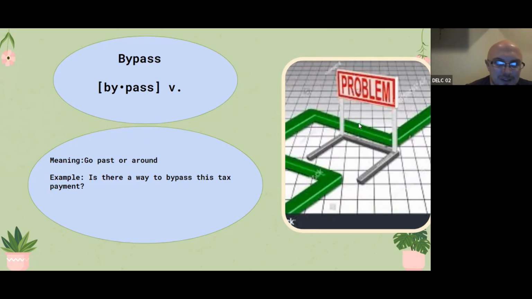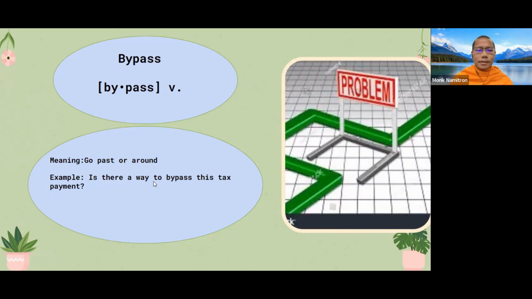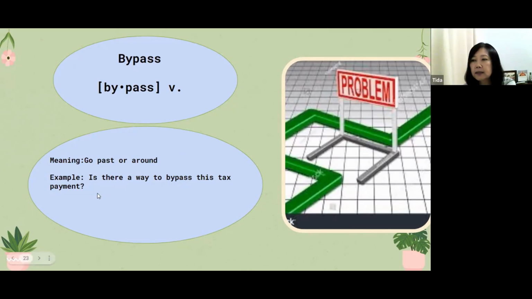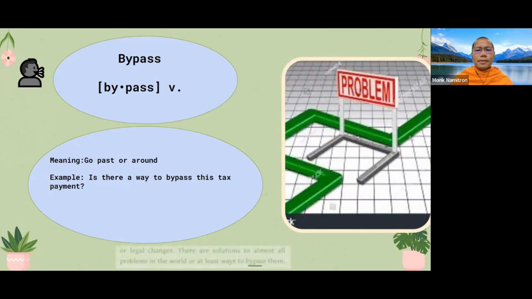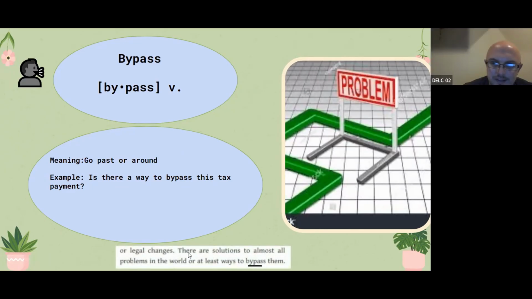Okay, everyone, can we say this sentence? Is there a way to bypass this tax payment? One more time, can we say bypass? Bypass. Good. And here he says there are solutions to almost all problems in the world, or at least ways to bypass them, or to go around them. So you can solve them with solutions, or you can go around.